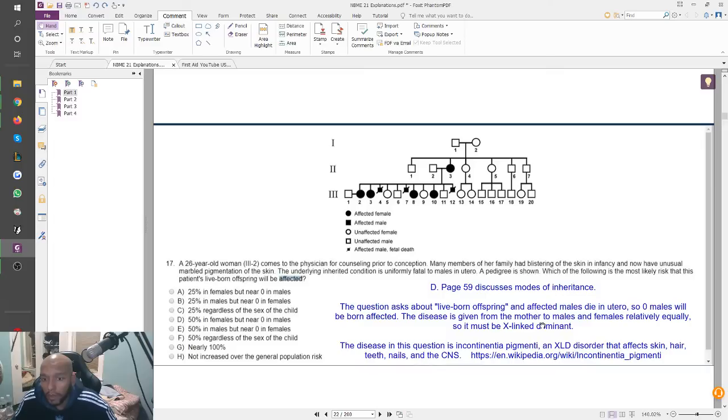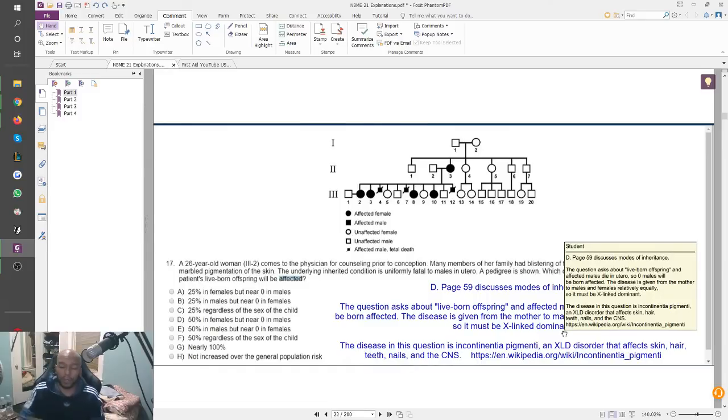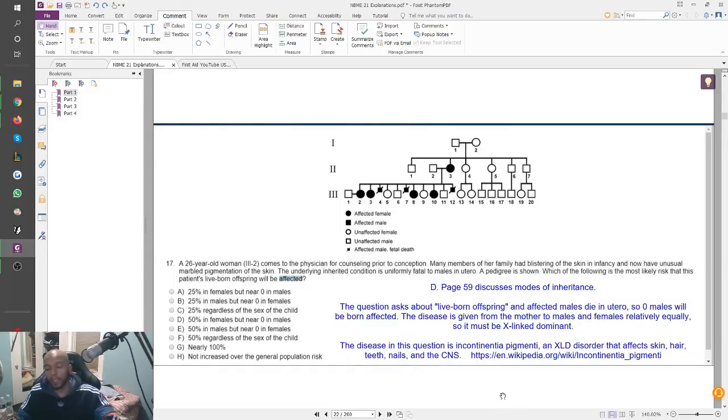The disease is given from the mother to males and females relatively equally, so it must be X-linked dominant. That's how you come down to that evaluation, right? Because first thing you have to do is figure out the pattern of the disease being spread. Is it autosomal recessive, dominant, mitochondrial? Mitochondrial would be evident because the mother would give it to all her sons, as well as a couple of the daughters, right? Everyone would be getting it because you get your mitochondria from your mom, no matter what. So the mother would give it to all the kids, regardless of anything, and there are some kids that don't have it, so that would make no sense, right?